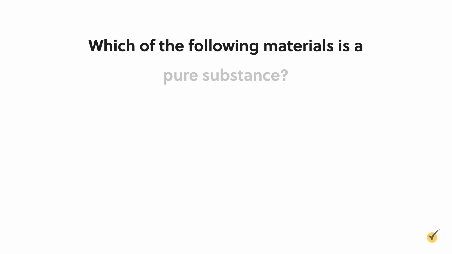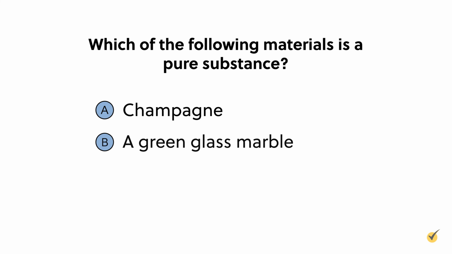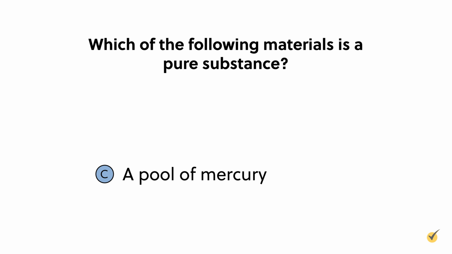All right, before we go, let's go over a few review questions. Number 1. Which of the following materials is a pure substance? A. Champagne, B. A green glass marble, or C. A pool of mercury? The correct answer is C. Mercury is an element and is therefore chemically uniform.